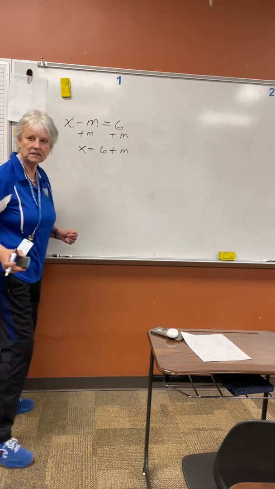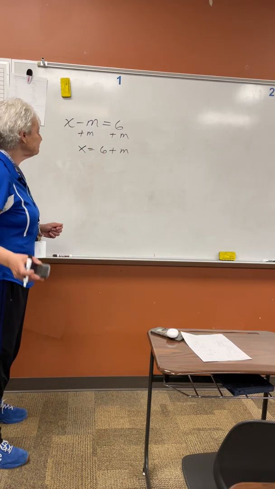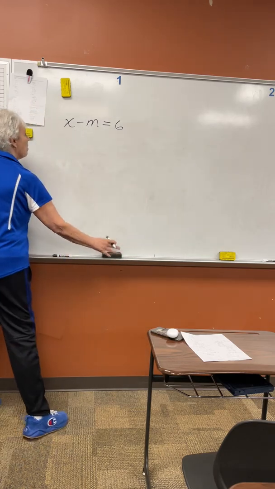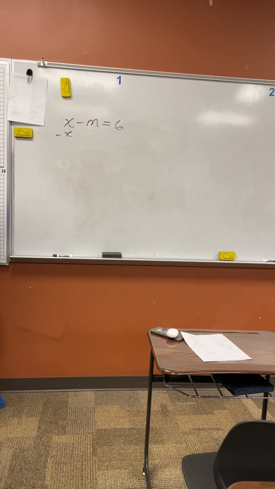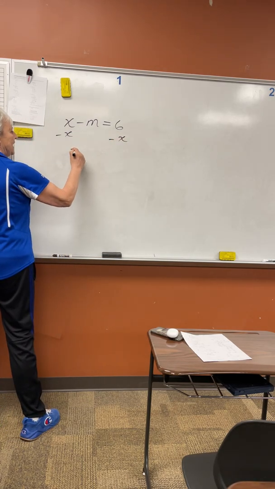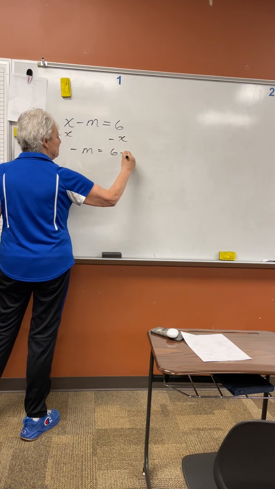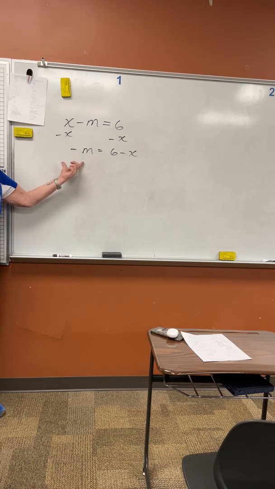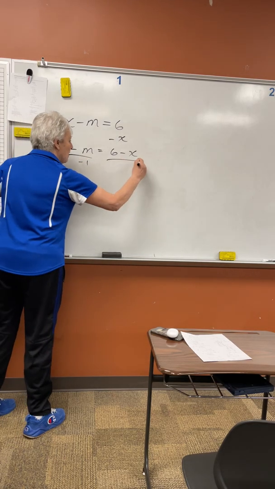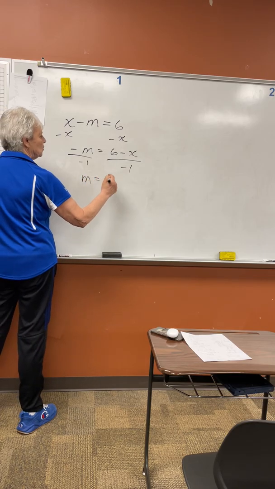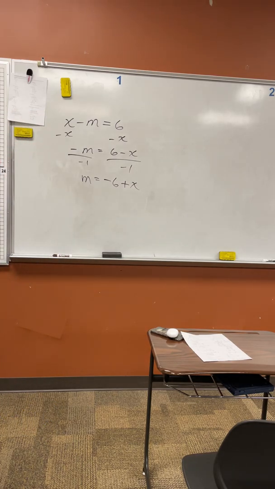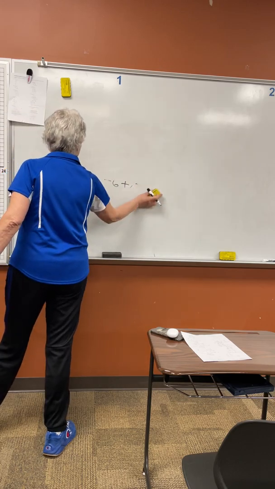You did this? Yeah. But what if you would have asked us for M? Good question. What if I would have asked for M? Let's just do that. Then I would subtract X. Negative M equals 6 minus X. Now I need to divide or multiply everything by negative 1. M equals negative 6 plus X. Okay? If you did this, then this is great.